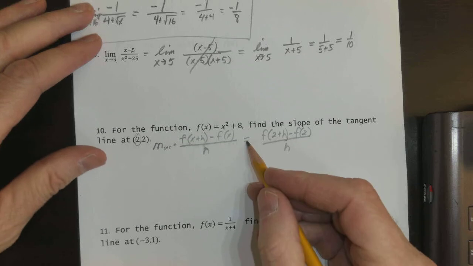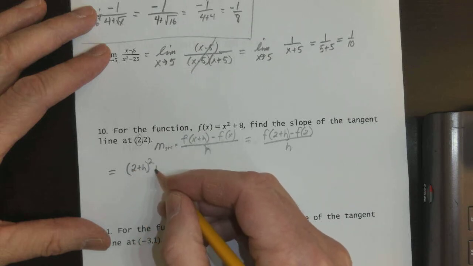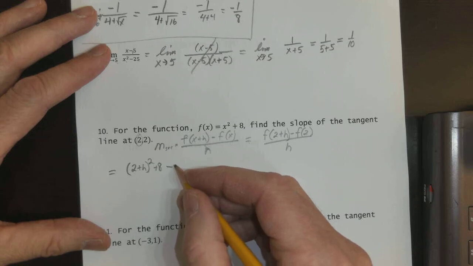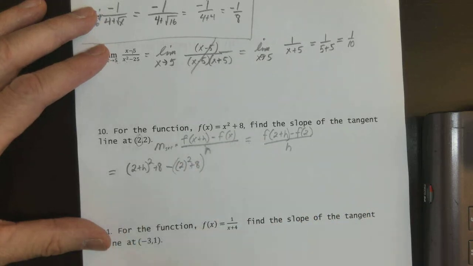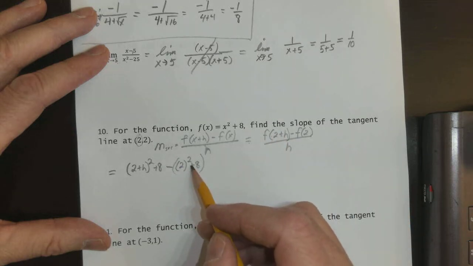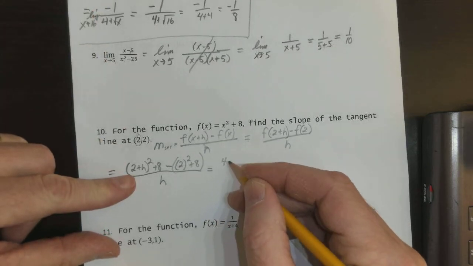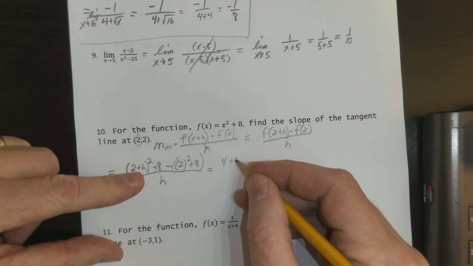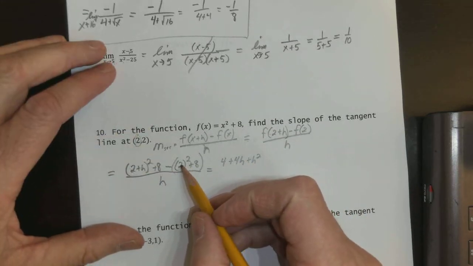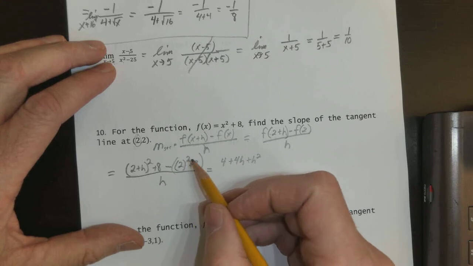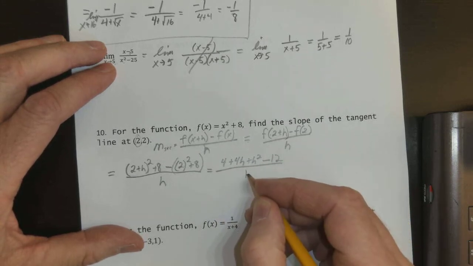Okay, and 2 plus h, that's 2 plus h squared plus 8 minus 2 squared plus 8, down in parentheses, f of 2 plus h, f of 2 over h. 2 plus h squared, that's 2 squared, which is 4, plus 2 times h, which is 4h, plus h squared. 2 squared is 4. 4 plus 8 is 12, so minus 12 over h.